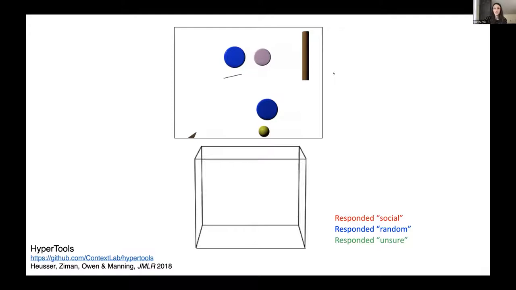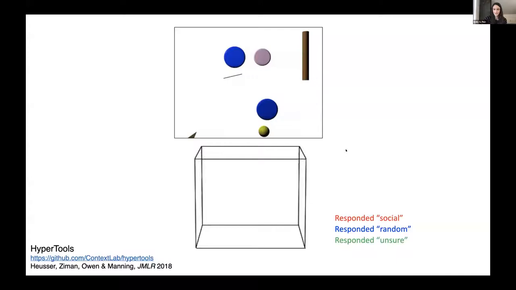What I'm about to play again is the actual stimulus that people saw, and then another version of a low-dimensional embedding of whole brain activity and how the trajectory differs between people that ultimately perceive this as social versus random versus not sure. These are averaged across multiple individuals. This was a visualization created with Dr. Jeremy Manning's lab's HyperTools package, which you'll hear more about from him in a second. So let me go ahead and play this.